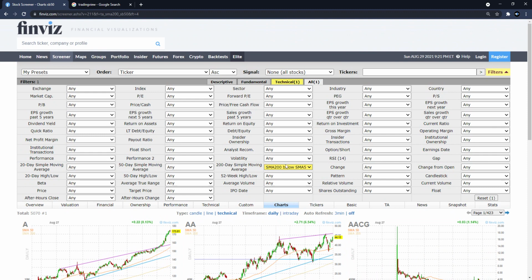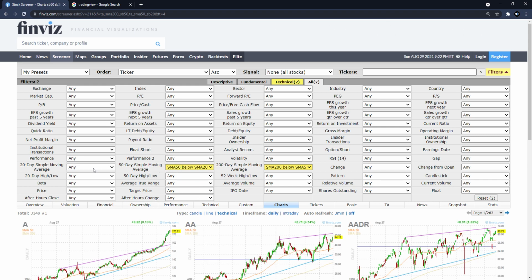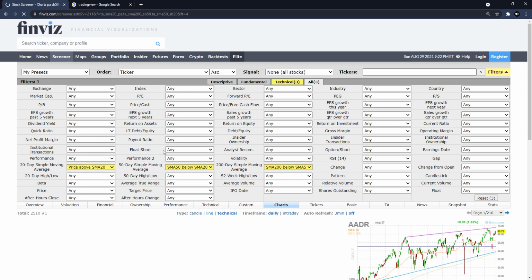What we want to do right here is fill out the 50-day simple moving average, basically the same thing: the mean of the previous 50 days of the closing prices. So what you want to click right here is below the SMA 20. And the third thing that you want to fill out right here is for the price to be above the SMA 20. So what will that indicate to us?